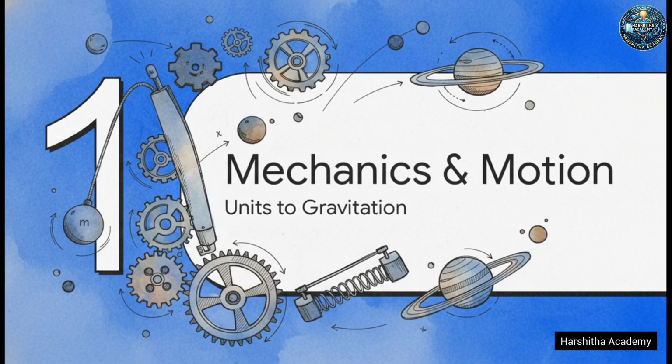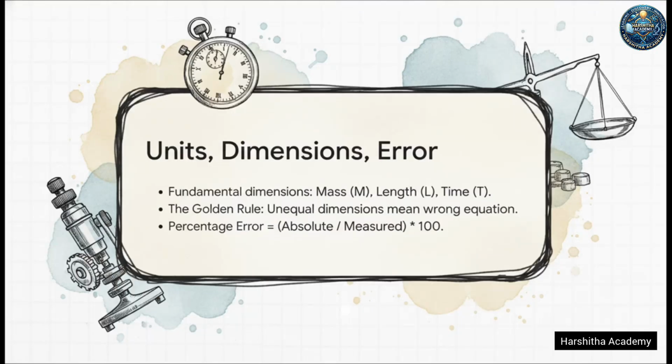We're going from basic units all the way to gravity, so let's lock in this foundation. Let's kick things off with units and dimensions. You all know M, L, and T, but here is the ultimate free marks trick for NEET, the golden rule. If the dimensions on both sides of an equation are not equal, the equation is 100% wrong. Literally, just use this to instantly eliminate multiple choice options. And when it comes to errors, percentage error is simply the absolute error divided by the measured value times 100. Honestly, these are completely free points. Don't leave them on the table.